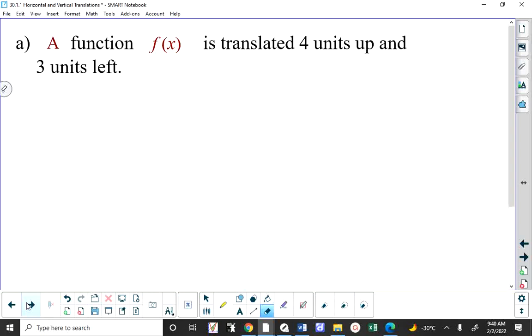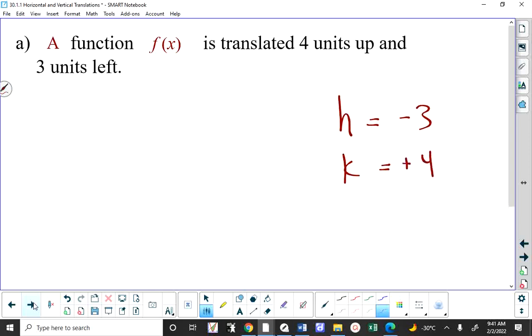It doesn't matter right now that we happen to know the specific function is 1 over x. It doesn't matter whether the function is 1 over x, or x squared, or sine of x. If it's translated 4 units up and 3 to the left, then we know that h is negative 3 and k is positive 4. Just let that sink in.